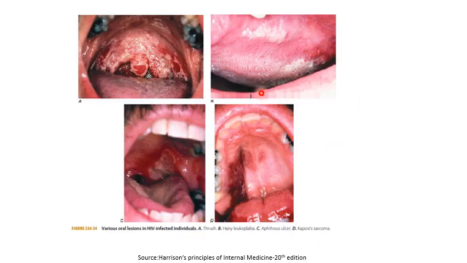So these are the opportunistic infections. This is the oral thrush by candidiasis, and this one is the hairy leukoplakia. You can see the thickening here, and this is the aphthous ulcer. And this is Kaposi sarcoma, a malignancy.